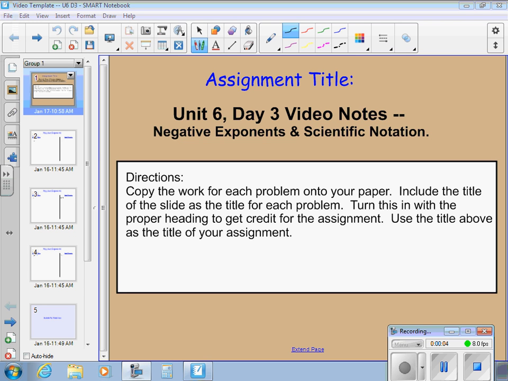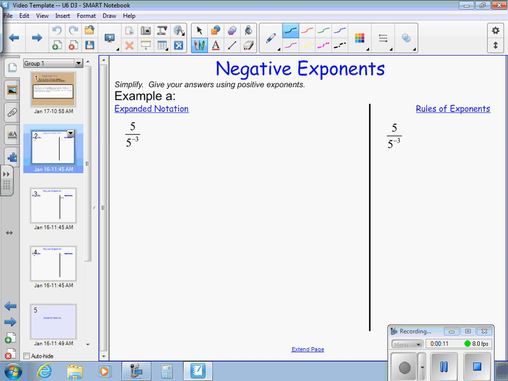Unit 6, Day 3 video notes, negative exponents and scientific notation. Okay, I'm going to solve each of these problems two ways so that you can see each approach. And sometimes one approach will be easier or the other one might be easier.